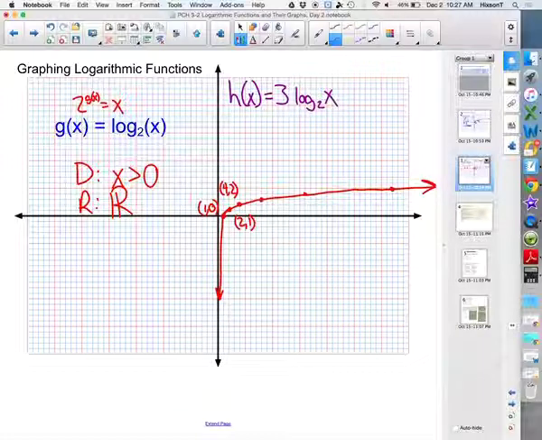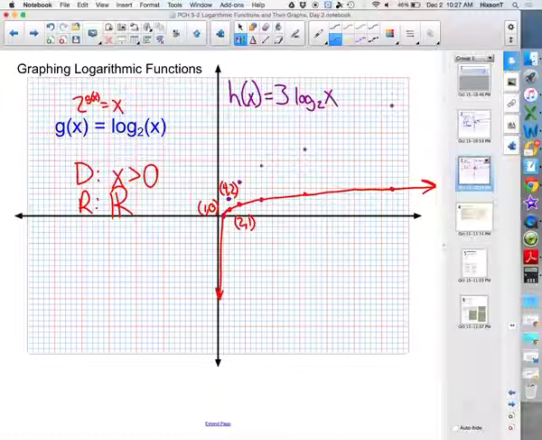Vertical stretch. Alright, so the point (1, 0) is going to stay at (1, 0), but instead of (2, 1), I'm going to be at (2, 3). And instead of (4, 2), I'm going to be at (4, 6). And then here we're up at 9. Here we end up at 12. And instead of being at 5 at this point, we're going to be up at 15.